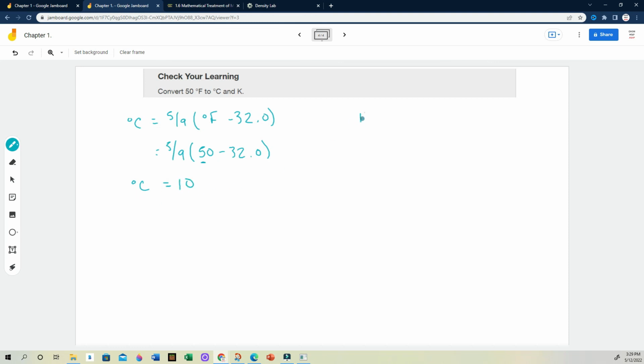Okay, now let's do Kelvin, and that is 273.15 plus degrees Celsius. So that's going to be 273.15 plus 10. Remember, this is rounded to the tens place. So my Kelvin is going to be 280. And those are all of the example problems in Chapter 1.